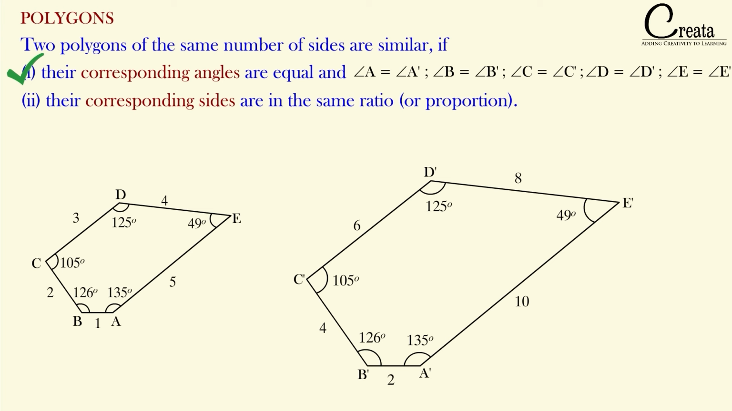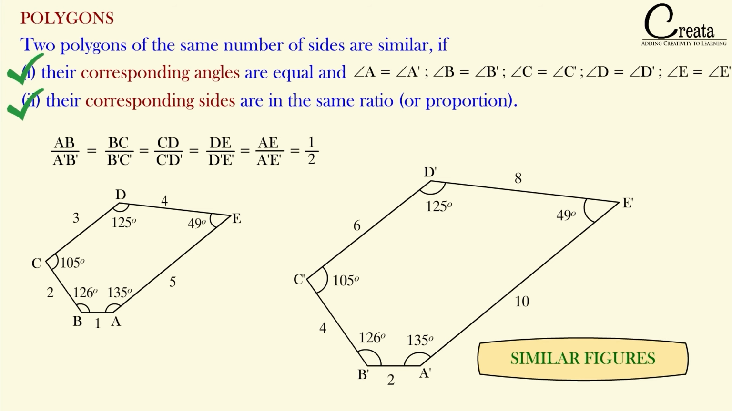The second condition is that the ratio, note the word ratio, of the corresponding sides should also match with each other. Here we will take the corresponding sides. We have to take the ratio, we do not have to equate the corresponding sides. We have to take the ratios of all the corresponding sides, and the ratios of all the corresponding sides will be equal. If the ratios of the corresponding sides are equal, then we can say our second condition is also matching. If both the conditions are matching, then we can say the two polygons are similar to each other.